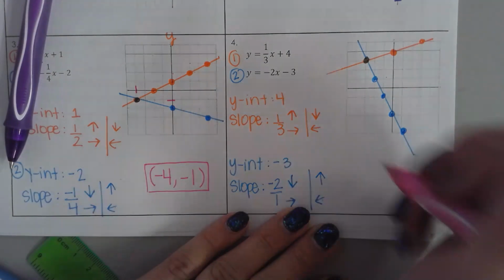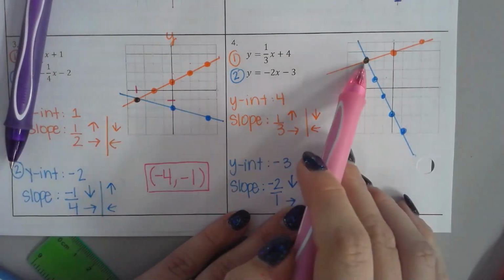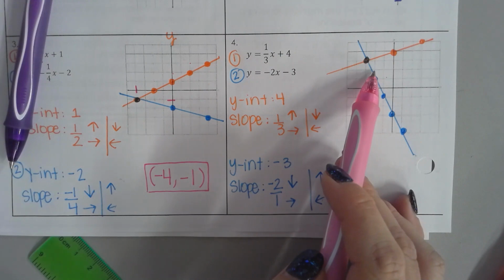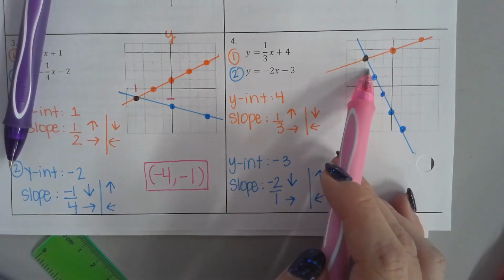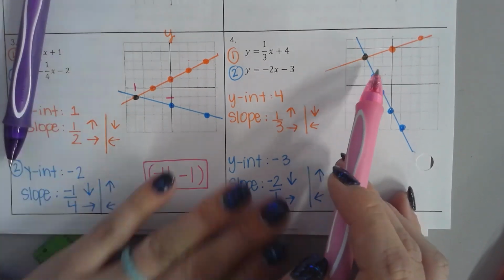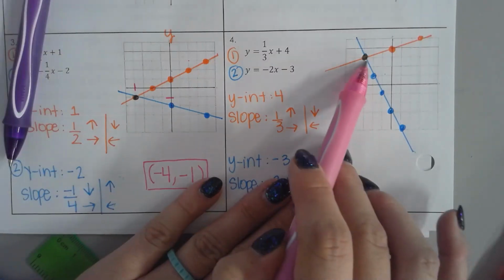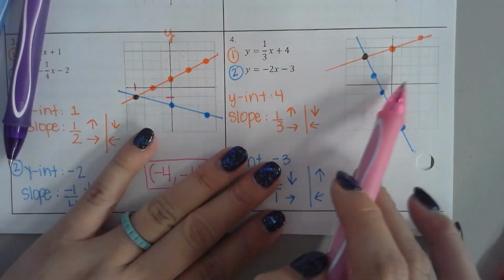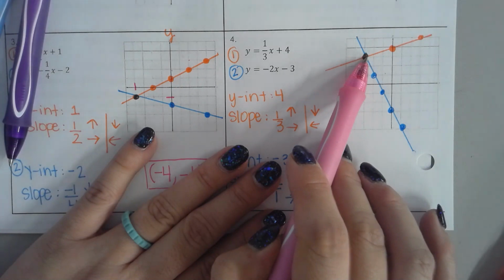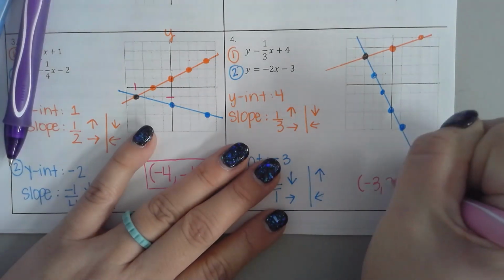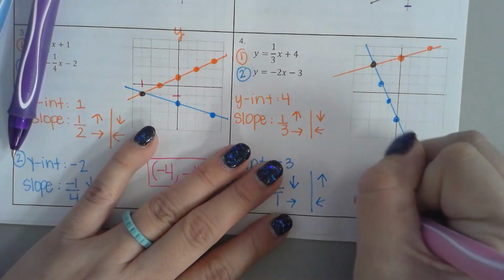Alright, so what is that point where they cross? What's the point where they cross? Negative 3, 3. Good. Where do you get the last number?